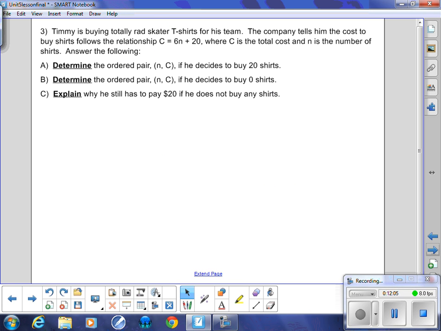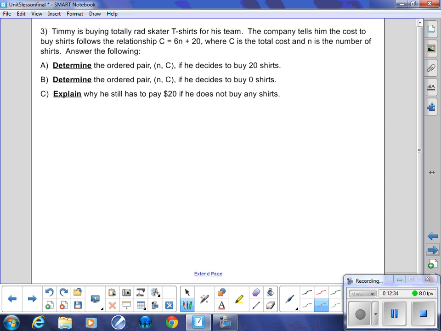Finally, the word problem. For a lot of you, if you need the word problems in the homework read to you, make sure you ask the teacher or the EA in the room to help you out. Sometimes it's a little bit tricky getting through and reading what the question wants. So Timmy's buying totally rad skater t-shirts for his team. See, I'm cool, I'm jiggy, I'm with it. The company tells him the cost to buy the shirts follows this relationship.